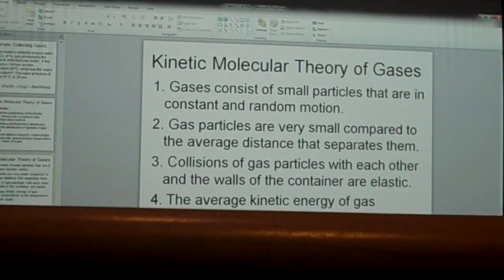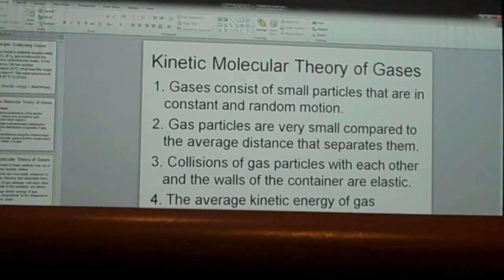One, kind of know these. These are important. Gases consist of very small particles that are in constant random motion. Random. The only thing, when they hit a container wall, they don't lose any energy. They just change direction, or the momentum changes in the direction it's going. Gas particles are very small compared to the average distance that separates them. It's kind of important, because when you're measuring a volume of a gas, you're actually not measuring the volume of a gas. Did that make any sense whatsoever? Yes. Did it?